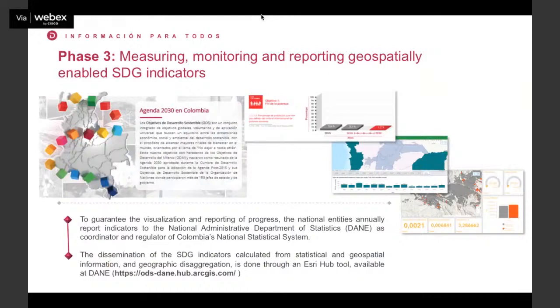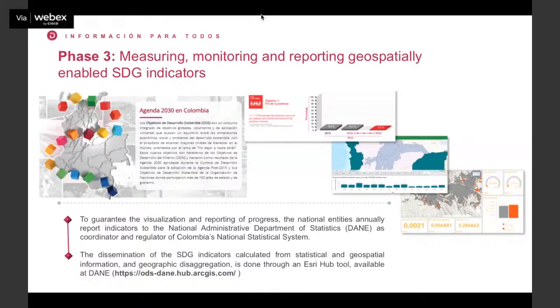And we have also, as Ireland has, an ESRI Hub tool. This is a platform that allows us to make available the SDG indicators that we have calculated. And we can disseminate with a geographical context the information that we have and the process that we have at different levels of disaggregation depending on the information that we have for each indicator.